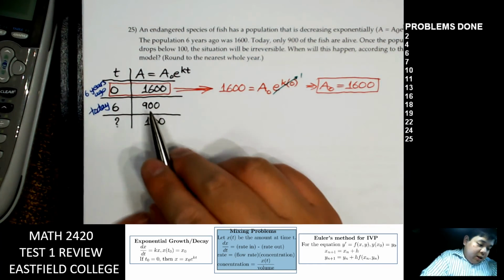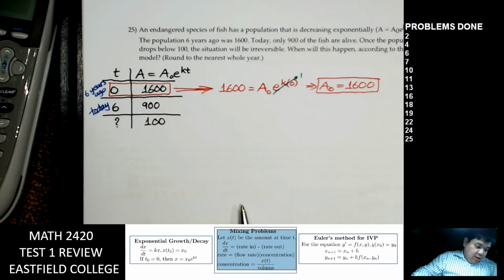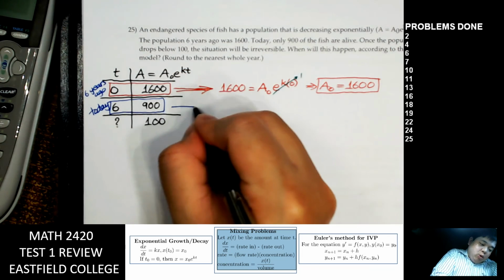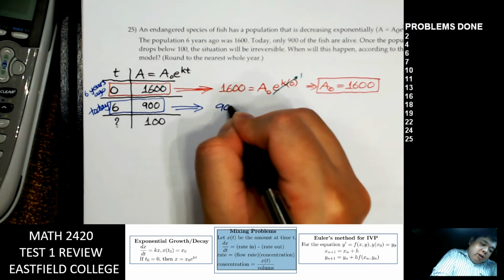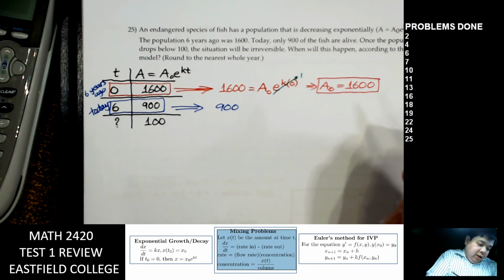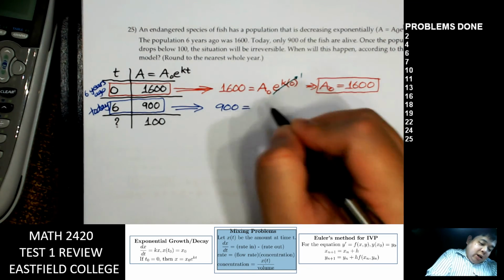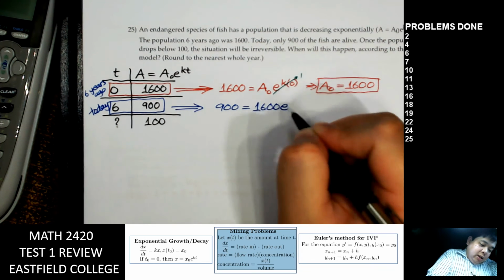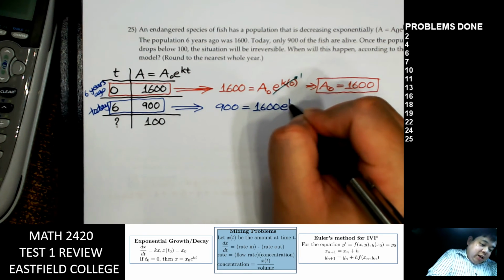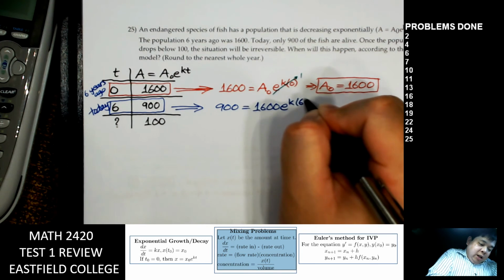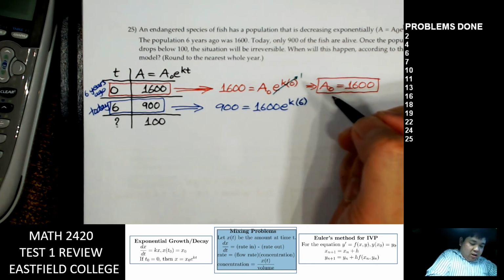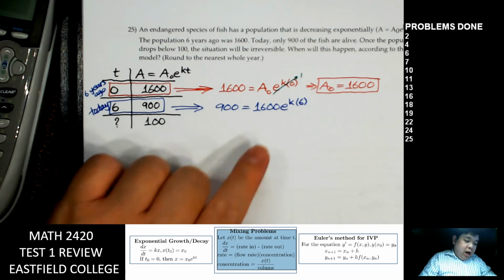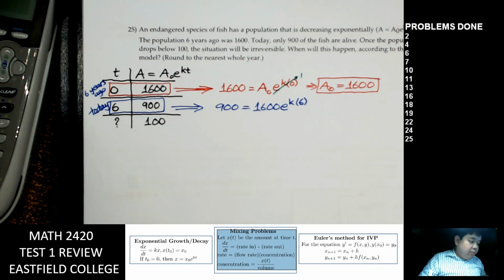Next, this. Let's put everything we know. 900 for the population. A naught, we already did that, 1600. K, still don't know k, but we do know 6 years is time. Alright, now we have one equation, one variable. We should be able to solve for k. So we do that.